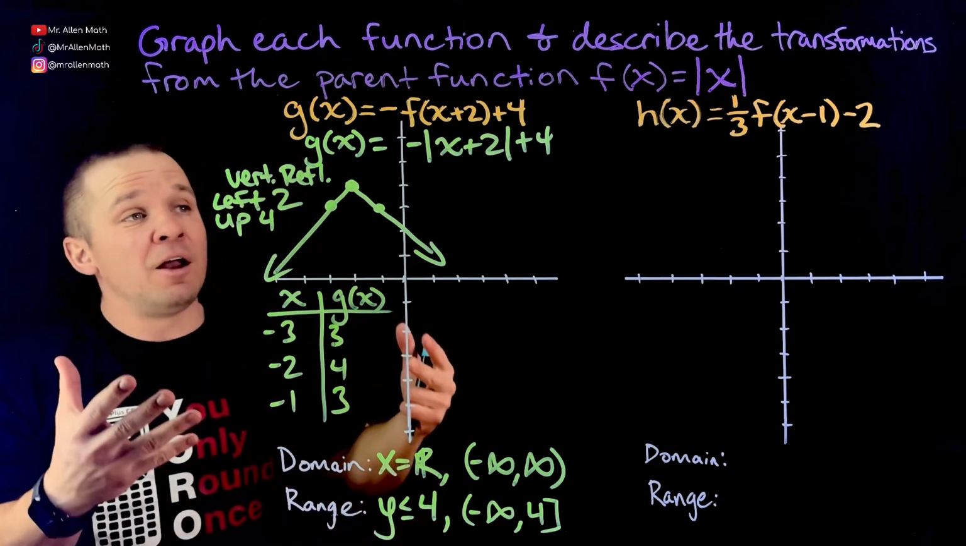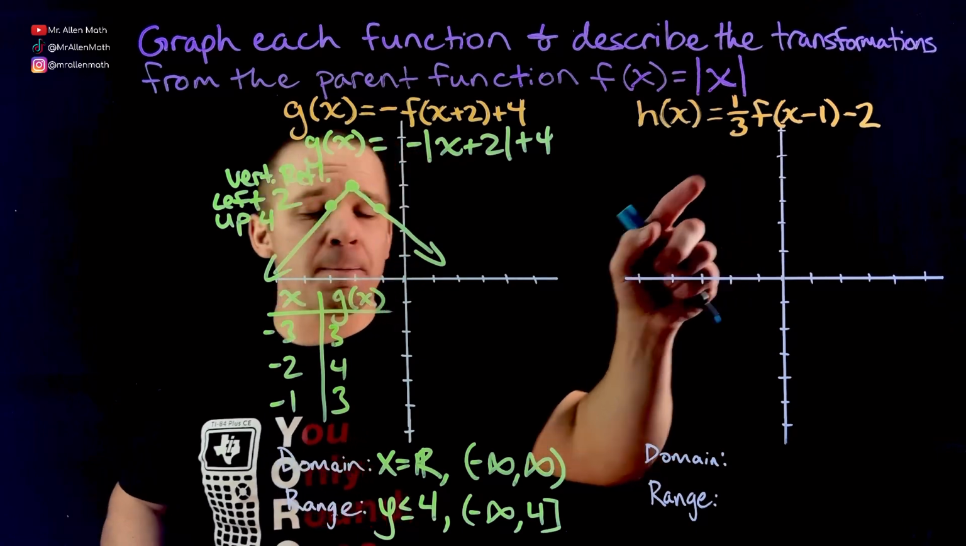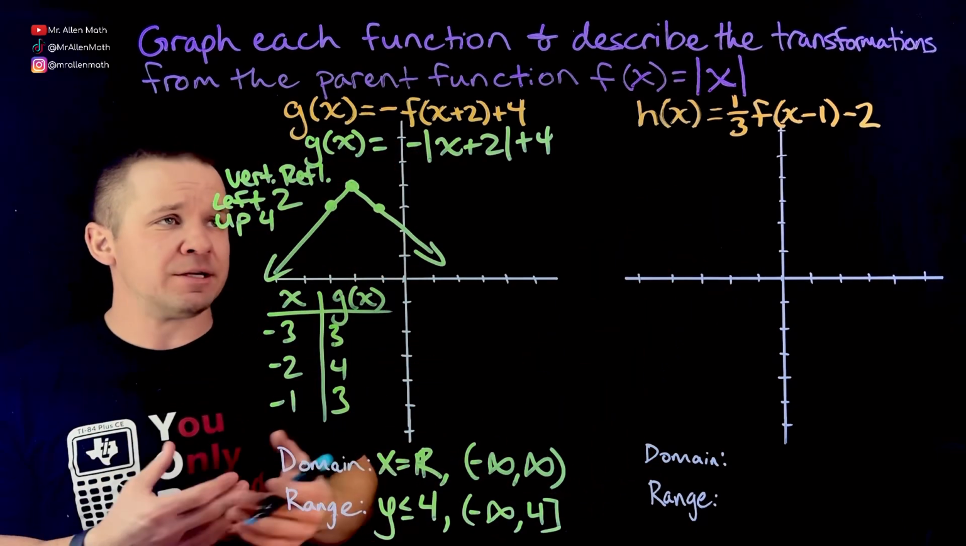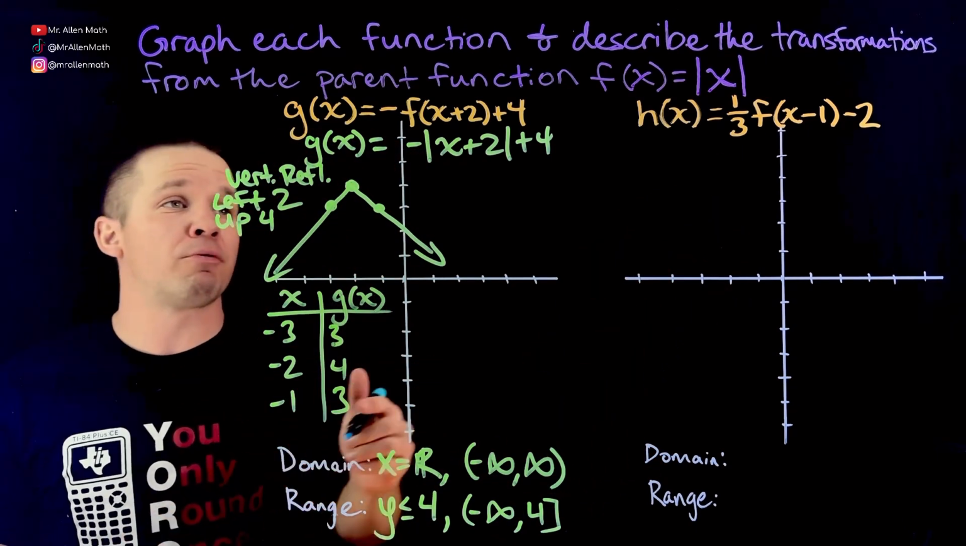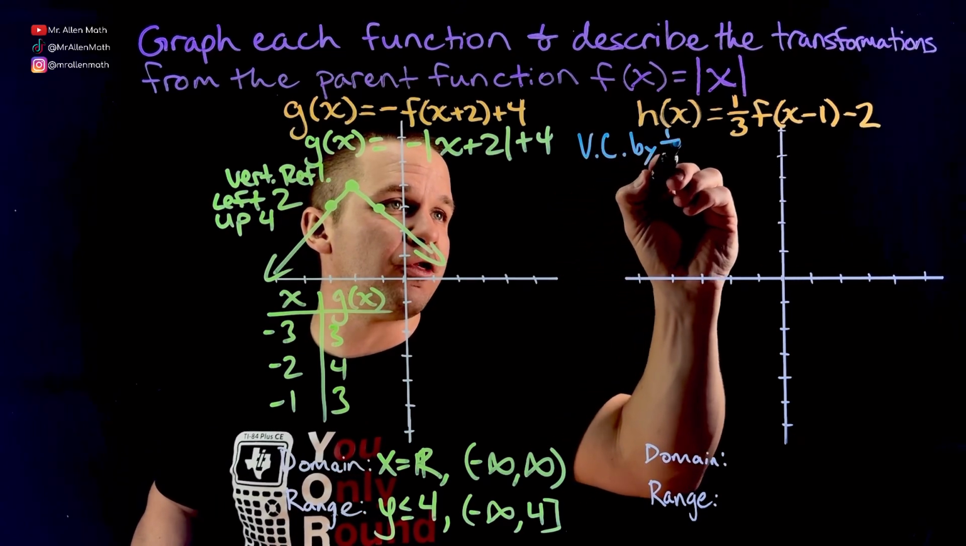We got ourselves another one with 3 transformations. So what's this guy right here? There's a couple ways of writing this. You can either think of this as a vertical compression. That's my choice. Vertical compression by 1/3.